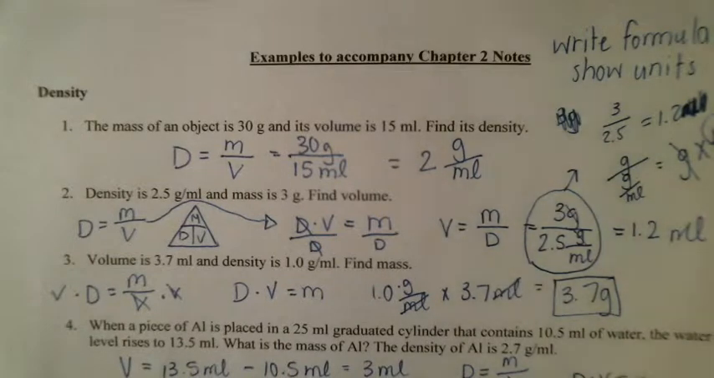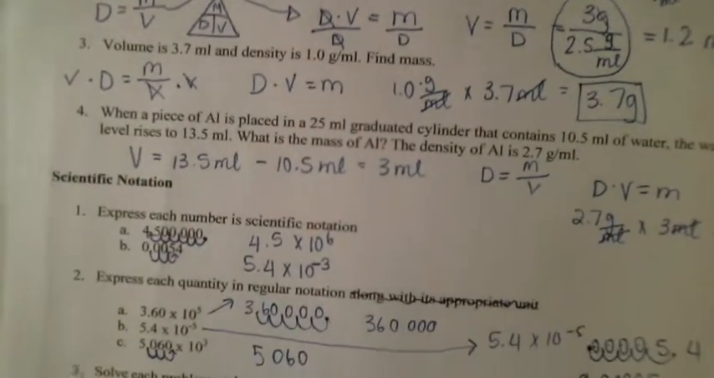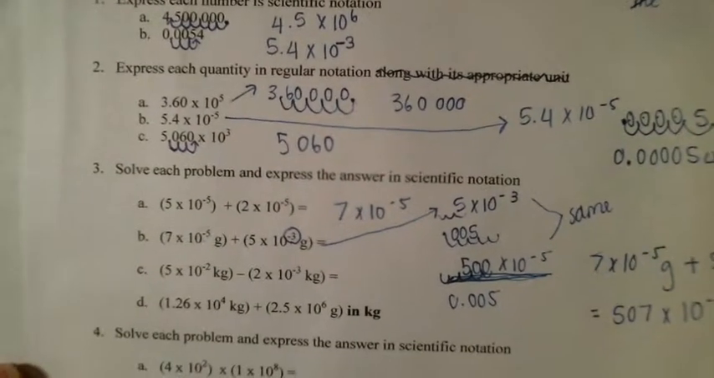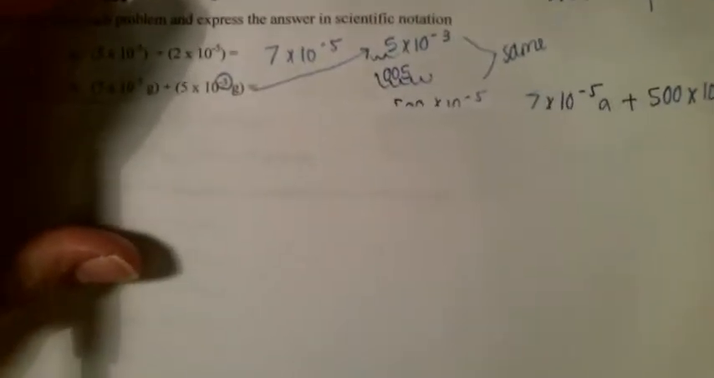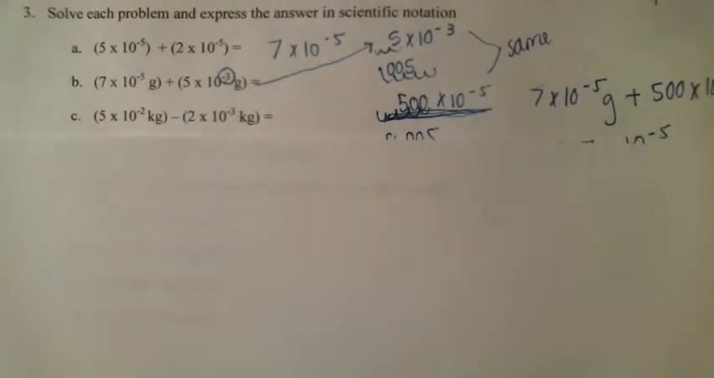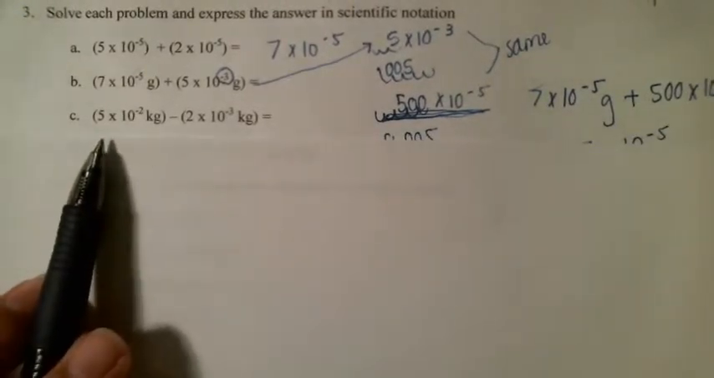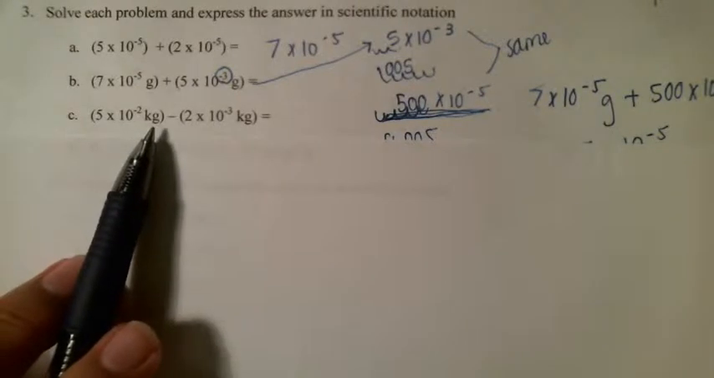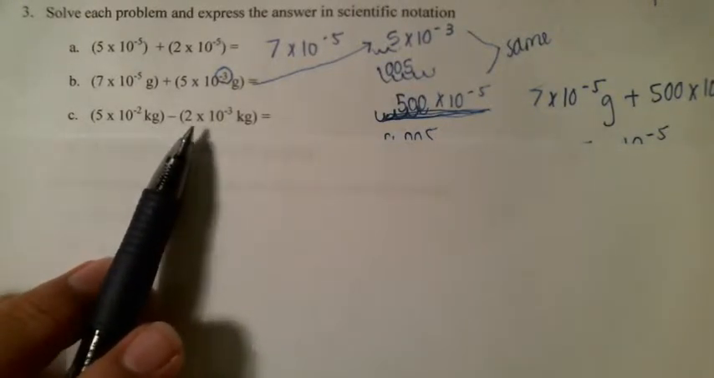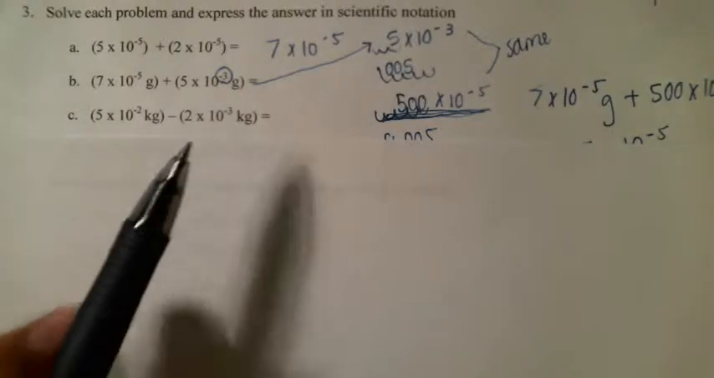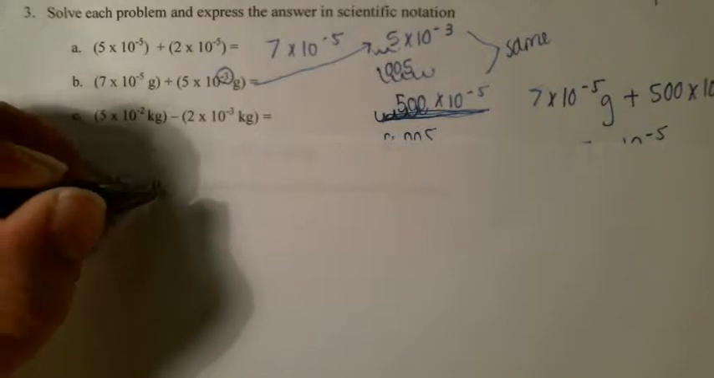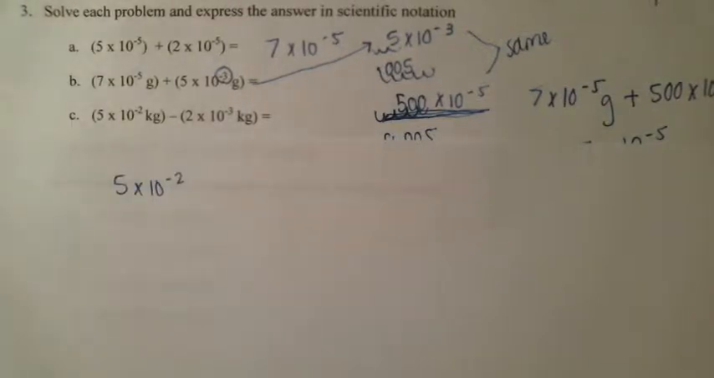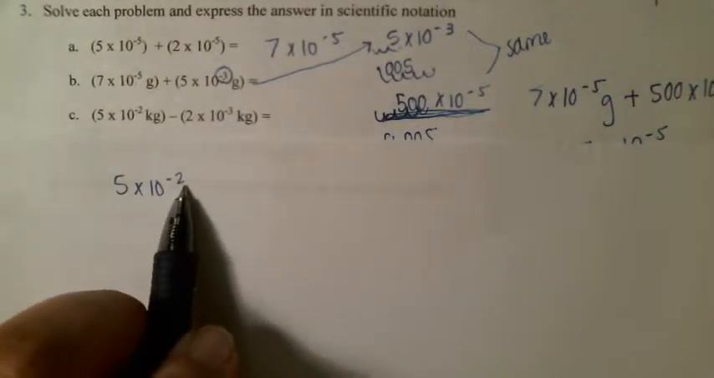Okay, let's look at some more examples regarding scientific notation. We finished 3A and B. Now let's look at C. For 3C, the question states 5 times 10 to the negative second kilograms minus 2 times 10 to the negative third kilograms. Let's go ahead and change 5 times 10 to the negative second so that its exponent is negative 3.